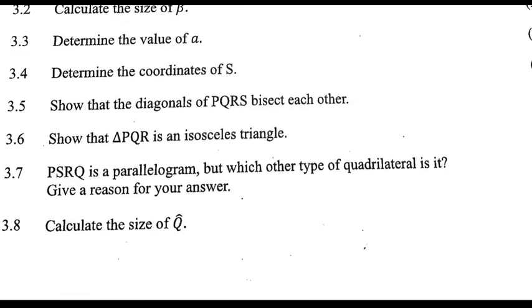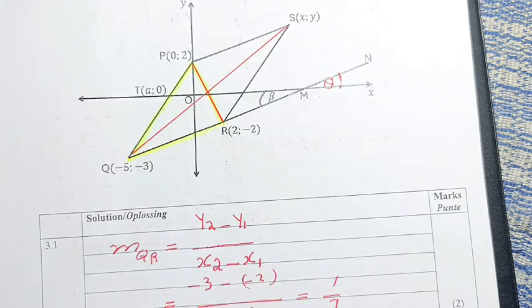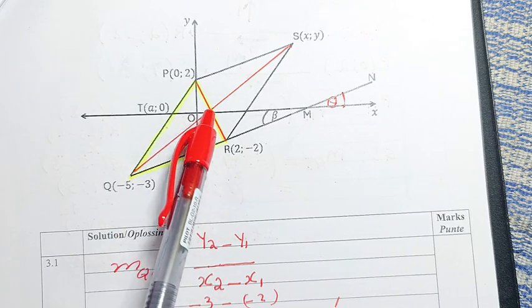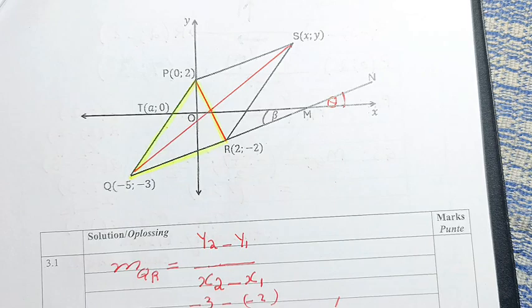3.7. PSRQ is a parallelogram, but which other type of quadrilateral is it? Give a reason for your answer. So now we must remember the parallelogram family. We've got rectangle, rhombus, and square. If you look at the square and the rhombus, the diagonals bisect each other at 90 degrees, and in the rectangle the corner angle is equal to 90 degrees.